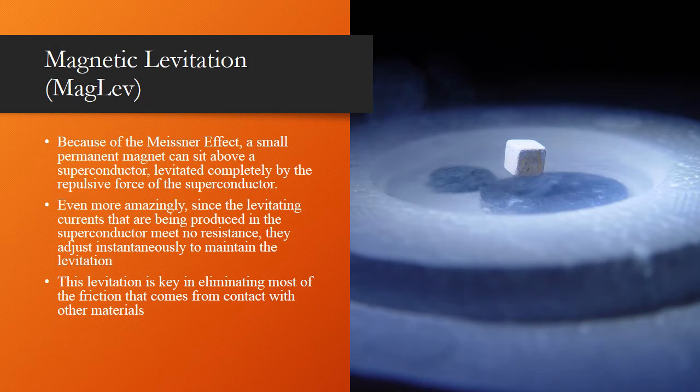This causes the magnetic field lines to bend around the superconductor. Because of this effect, a small magnet is able to hover above a superconductor supported only by the repulsive force. Once again, since there is no resistance, the levitating currents adjust immediately to maintain levitation. As we'll see later, this levitation eliminates contact friction, which is essential in reaching higher speeds. The picture to the right shows a small magnet floating above a yttrium-barium copper oxide superconductor.